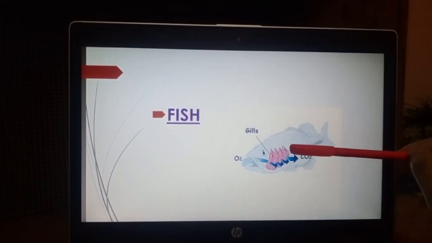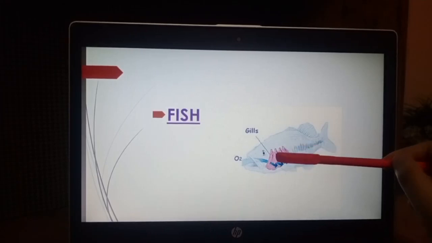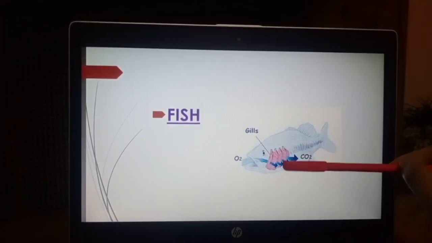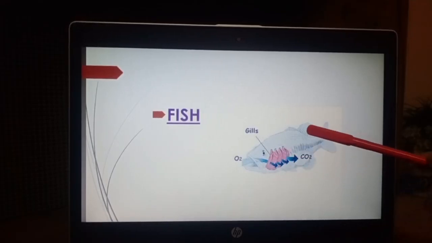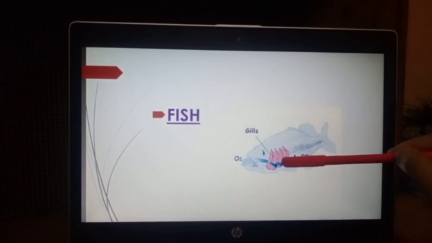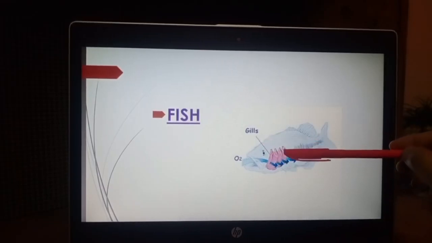This gill is made up of too many filaments. There is not only a single gill there. That gill is made up of too many filaments, and this gill helps the aquatic animals to breathe easily inside the water, and it is present just below its head.